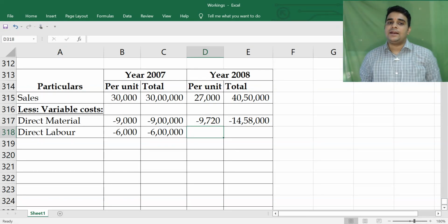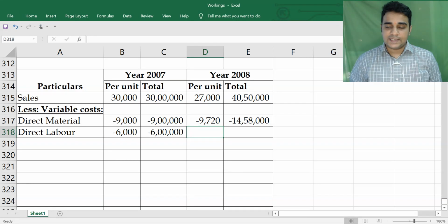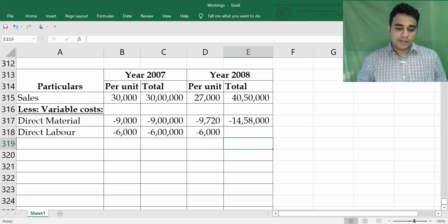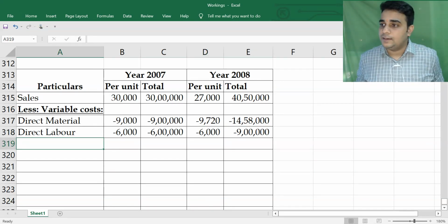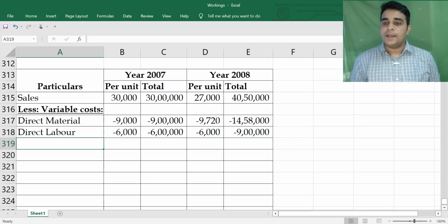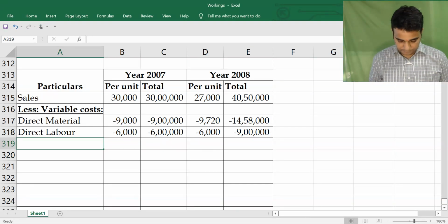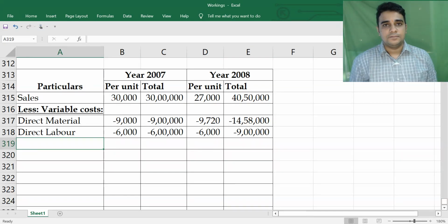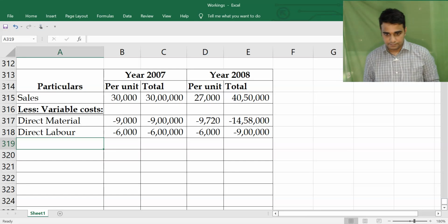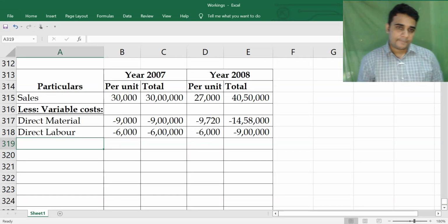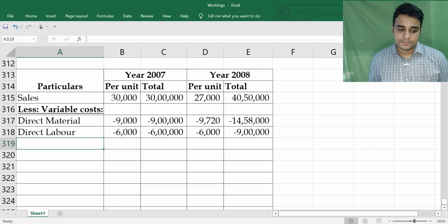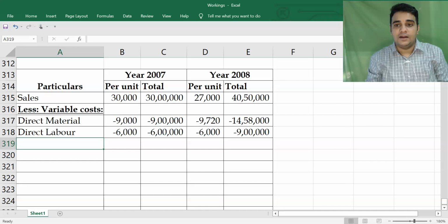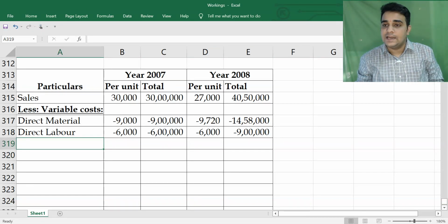Any changes in direct labor cost in the question? So will the same 6 lakh continue? No. It will be 6,000 continue and into 150 it will become 9 lakh. Direct labor 6,000, 6 lakh, 6,000 and 9 lakh.